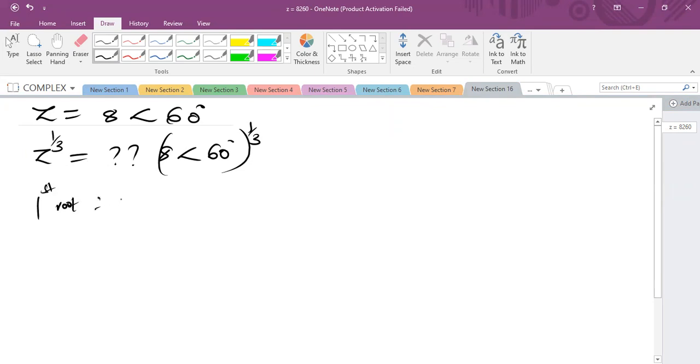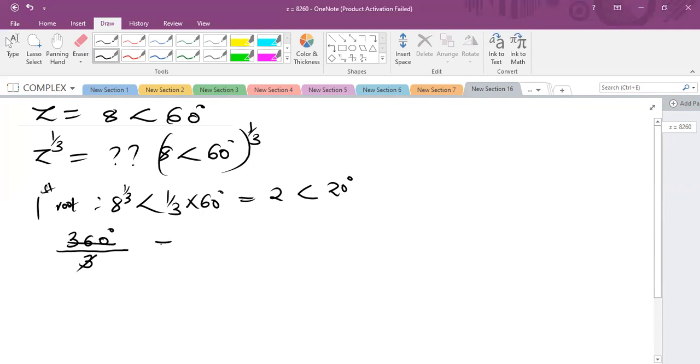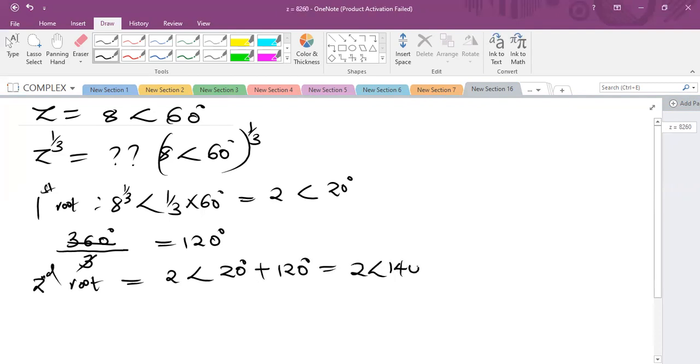Our first root will be 8 raised to power a third, at a third times 60 degrees. 8 raised to power a third will give 2. A third times 60 degrees will give 20 degrees. To get the second third root, they are going to be at equal distances. And how many are they? 3. So the equal distance from each other of these 3 roots will be 120 degrees. So the second root will be equal to this 20 degrees plus a distance of this. So this will be 140 degrees.